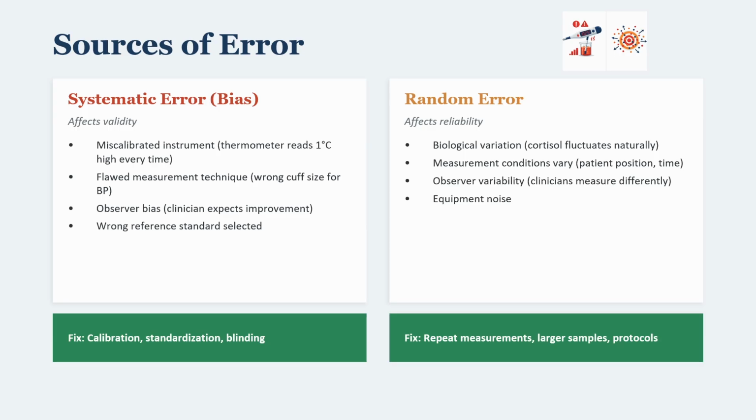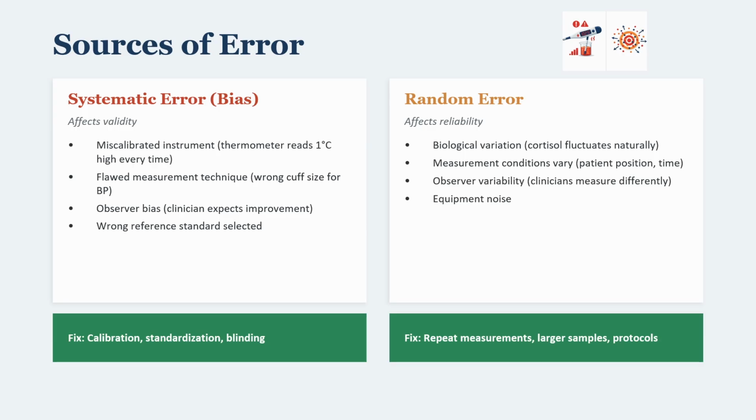Systematic error is addressed through calibration of instruments, standardization of protocols, and blinding of observers, things that eliminate the consistent directional pull. Random error is addressed by repeating measurements, using larger samples to average out the noise, and standardizing the conditions under which measurements are taken.